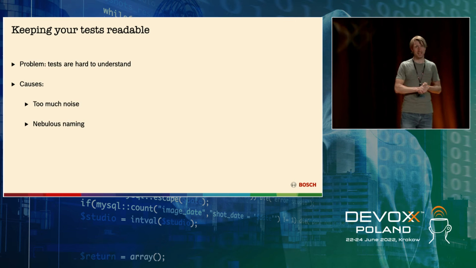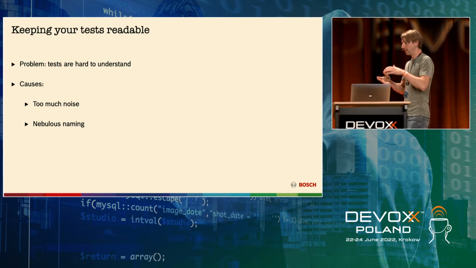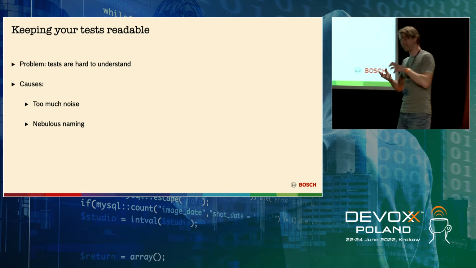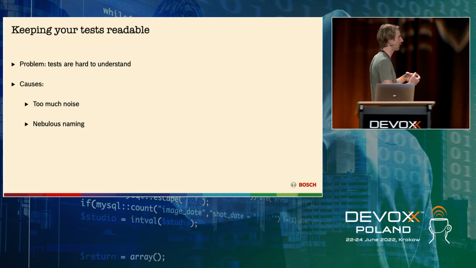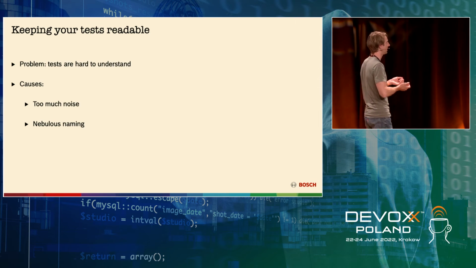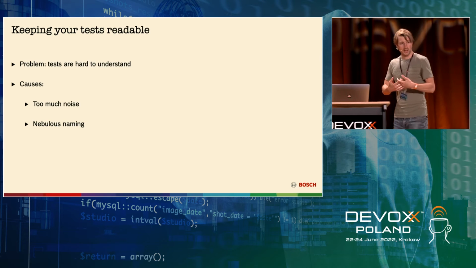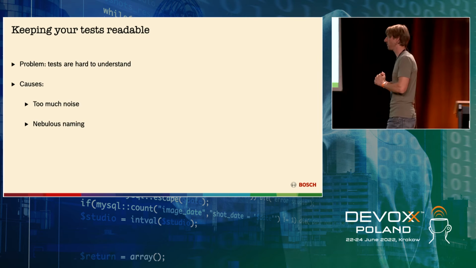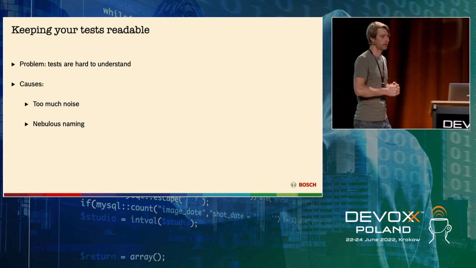So some tests that you see are really hard to understand, so you have to look at them really hard, and then it's quite time consuming to understand what they're actually doing, especially if your domain gets a little bit more complex. Causes for this could be that you have a lot of noise in your test, and also unclear naming might be a cause for this.